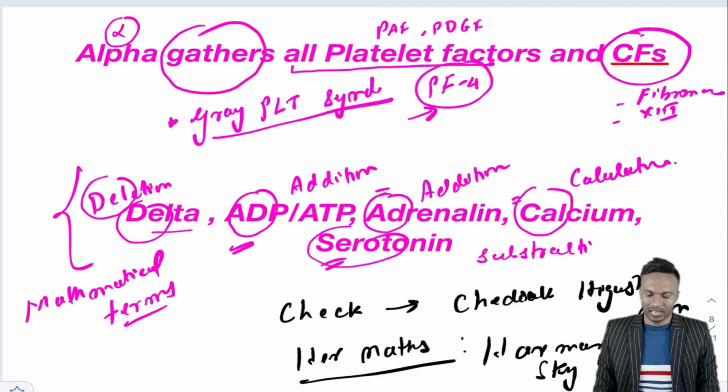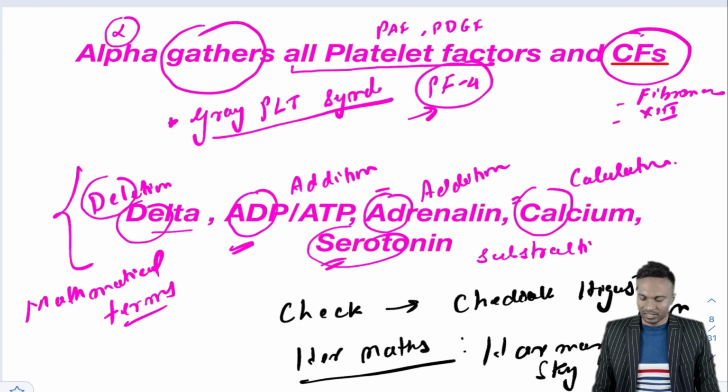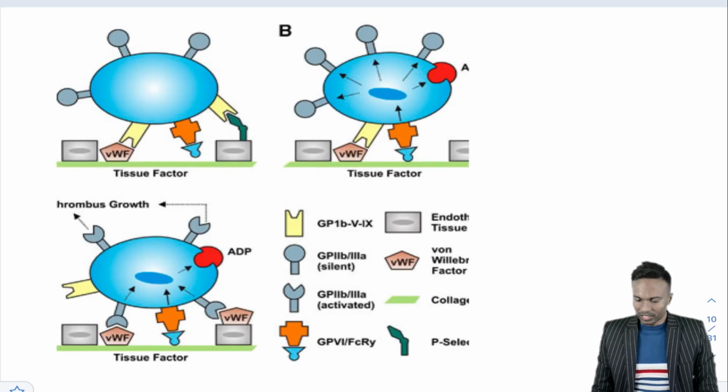By the help of these two mnemonics, you guys must be able to remember all the contents of alpha granules and all the contents of delta granules. Questions related to these granules are very commonly asked in various competitive exams. Alpha gathers all platelet factors and clotting factors, and in dense granules you have deletion, addition, subtraction, calculation, and then you need to check her maths. Check Higashi syndrome and then Hermansky-Pudlak syndrome. Now moving on to our next mnemonic.